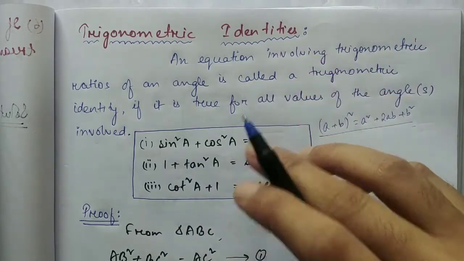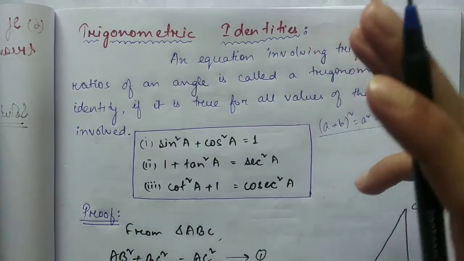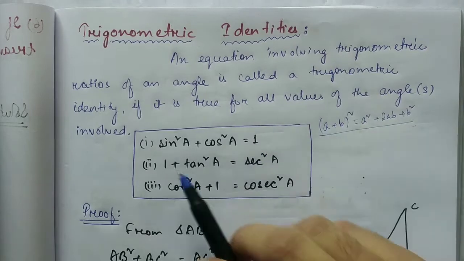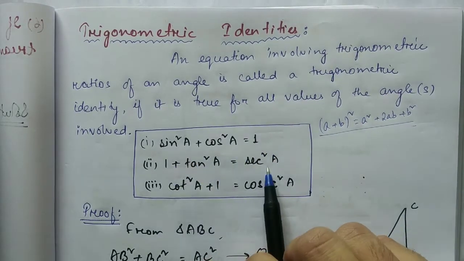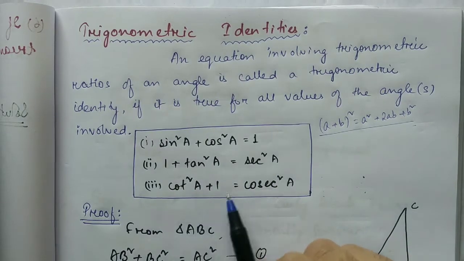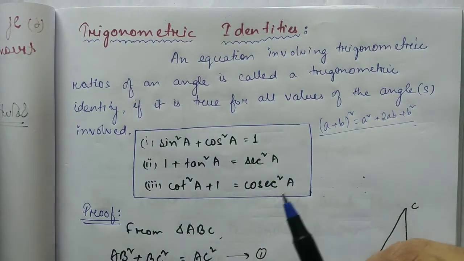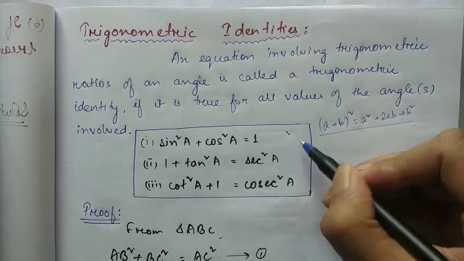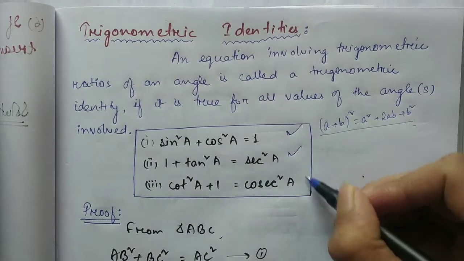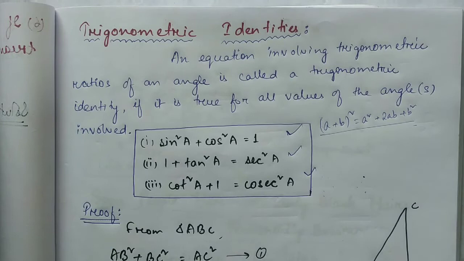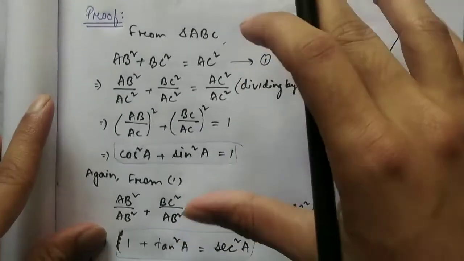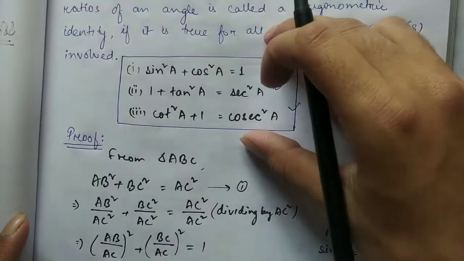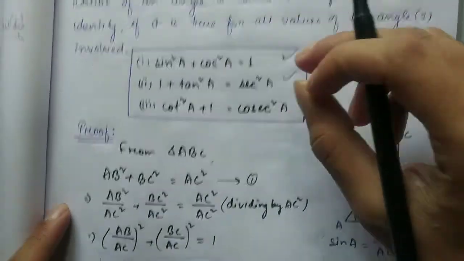So basically we are going to use just 3 simple trigonometric identities in this chapter. They are sin square A plus cos square A equal to 1, 1 plus tan square A equal to sec square A, and cot square A plus 1 is equal to cosec square A. So these are the 3 identities which you need to learn in order to solve the last exercise. Before solving the last exercise, let me give you a simple proof of these 3 trigonometric identities.